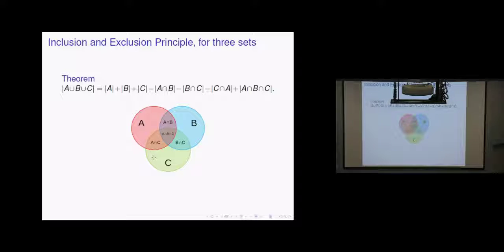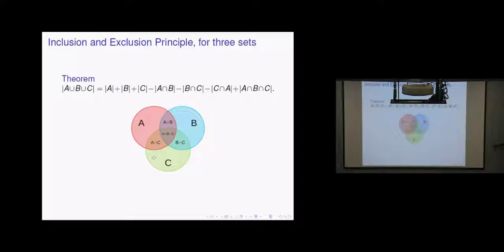You add the number of elements in A and the number of elements in B and the number of elements in C, but you minus the pairwise intersections. And then you have to add back the A intersect B intersect C. Okay. So I'll convince you this is true using this Venn diagram. And then I'll skip the derivation part, because of time.